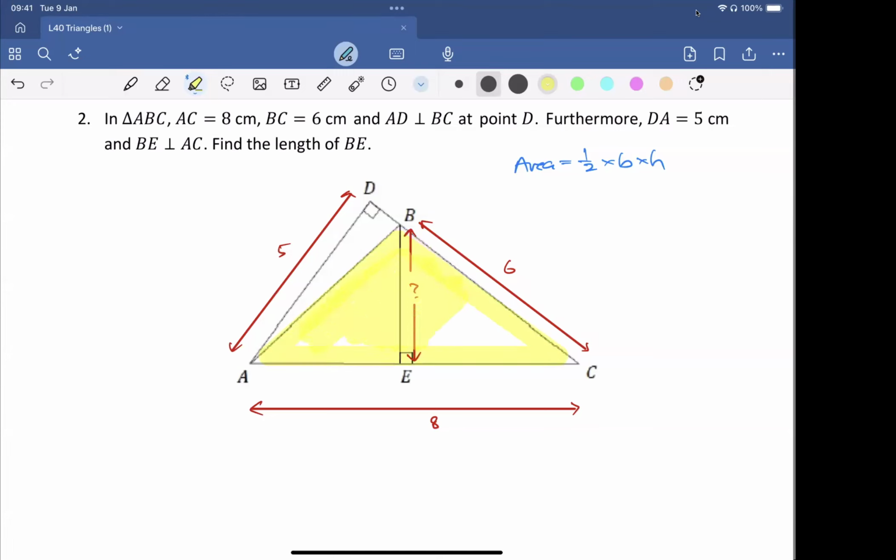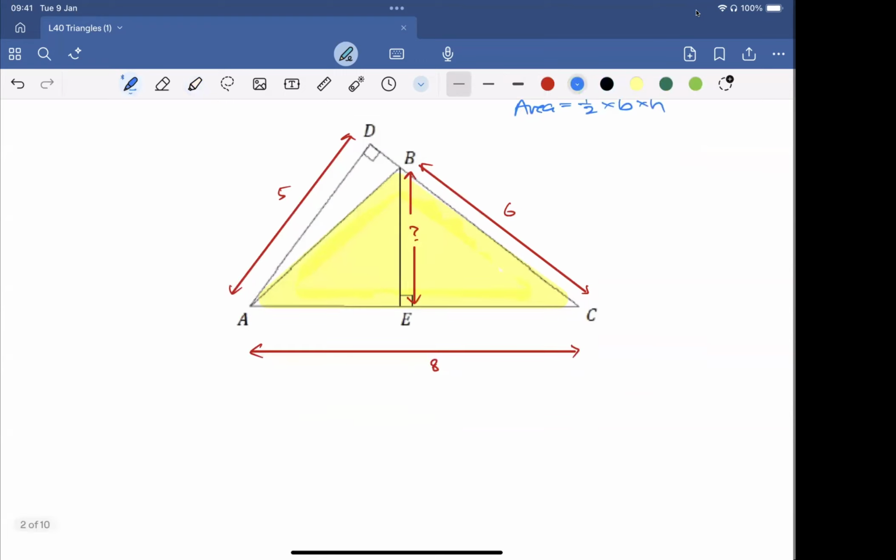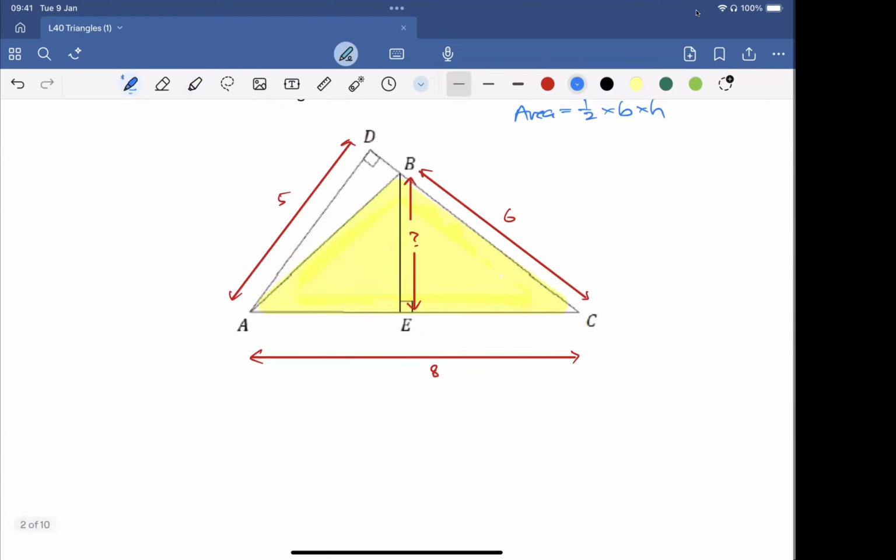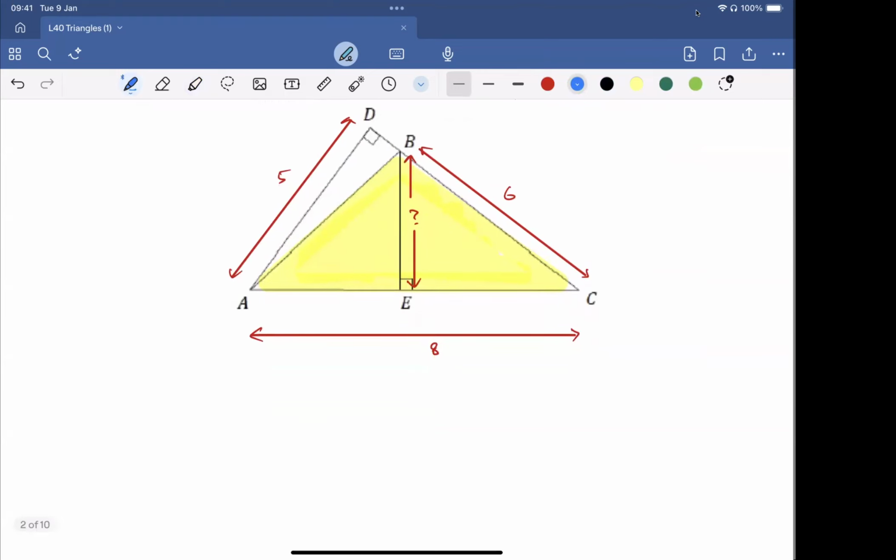Okay, this is a yellow triangle, right? So, can you tell me how to find the area of this yellow triangle? Half times 8 times question mark. Okay, half times 8 times question mark. That's very true. Half times 8 times BE. Can you tell me another way to find the area of this triangle?